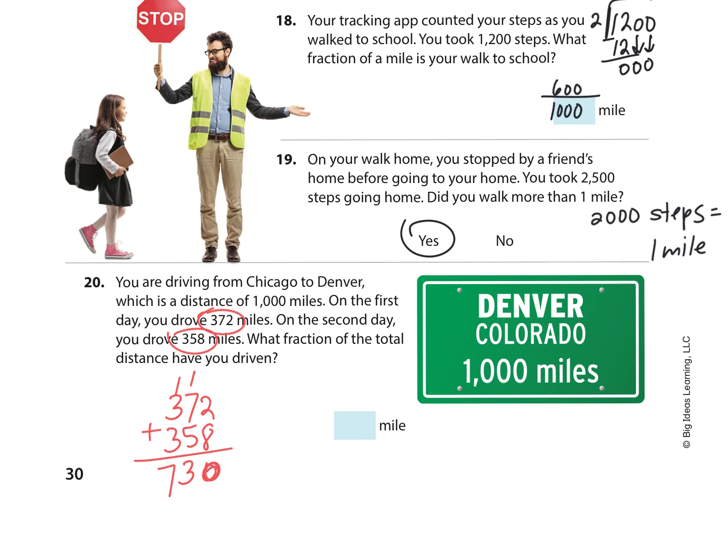Okay, so what does 730 represent? What does that represent? When I add those two distances together, what is it representing? The mileage. The mileage of what? The 2 days that you've been driving. That I've already driven, okay?